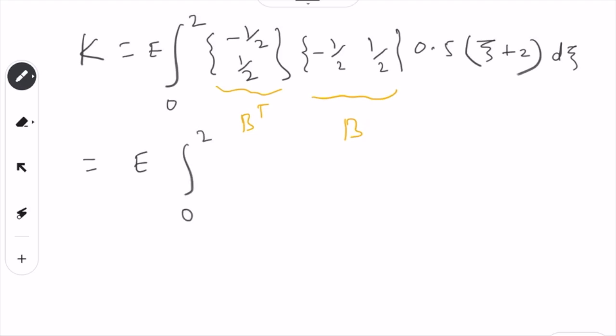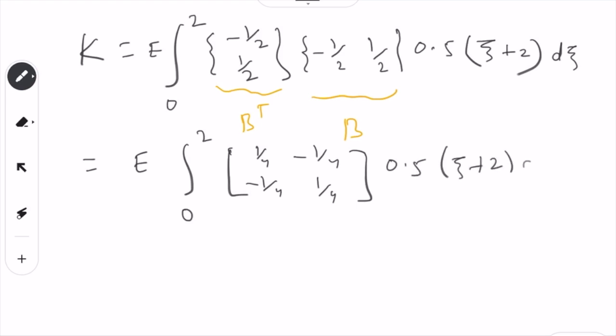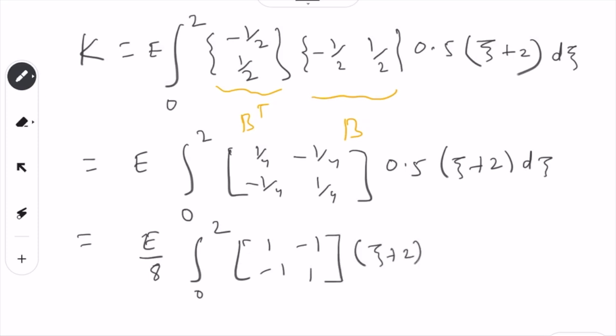So we get E times integral 0 to 2, and then there will be a matrix here, this multiplied by this multiplied by this, so a 2 by 2 matrix. You see minus, minus, plus, so what you get here is 1/4, minus 1/4, minus 1/4, 1/4, and then you have 0.5 and xi plus 2 d xi. We can have everything outside. If we multiply 0.5 here, it all becomes 1/8 basically. So we can have E over 8, integral 0 to 2, and then 1, minus 1, minus 1, 1, and then xi plus 2 d xi.